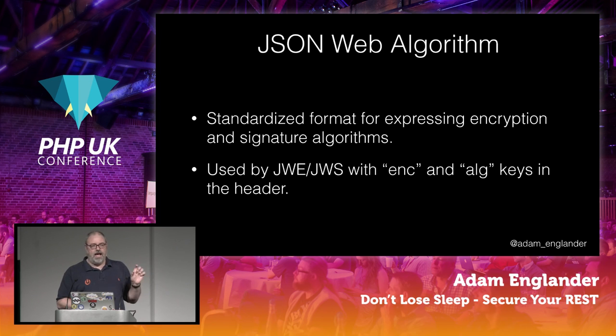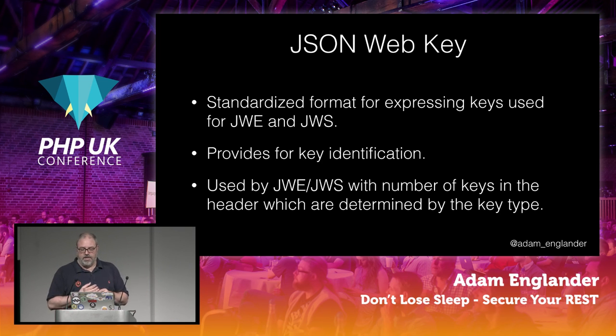And you get the ENC and the ALG keys inside of the header, and that's where that comes from, and you'll see that in just a minute. And JSON Web Key, which solved a real problem for us. We have a serious problem with key rotation, and so it provides a way of expressing which key was used for this packet. And every packet can be different, so you have a key. And the JSON Web Key information is stored in the header for the JWS or the JWE.